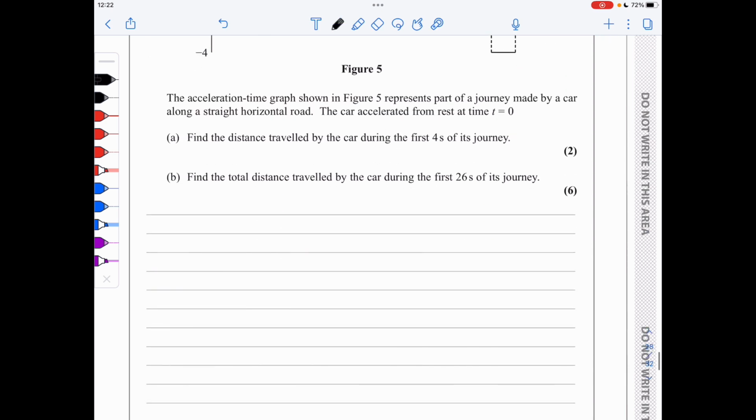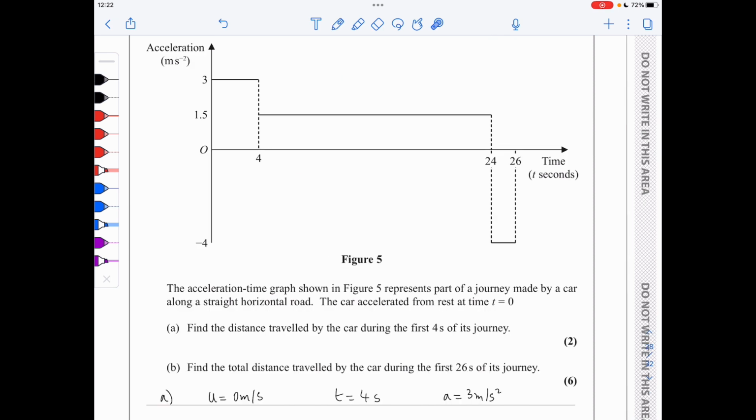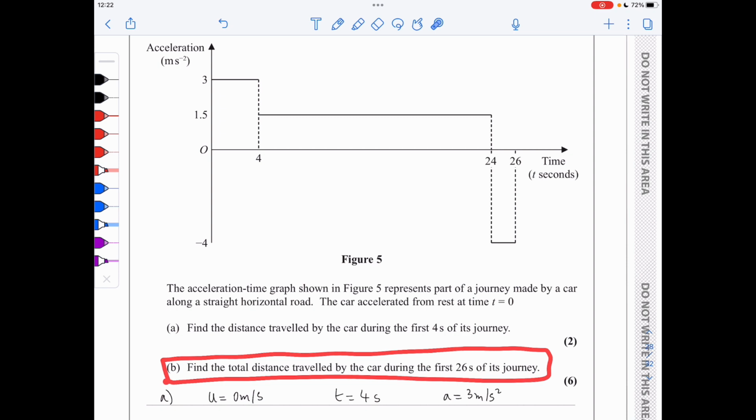So we know that we start with an initial velocity of 0 meters per second, as we were told that the car accelerated from rest. The time taken was 4 seconds, and the acceleration was 3 meters per square second, and therefore we can simply use s is ut plus a half at squared. So s, the distance, is 0 times 4 plus a half times 3 times 4 squared, and this gives an answer of 24 meters.